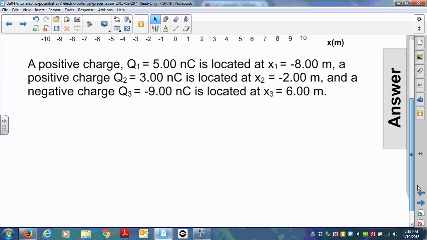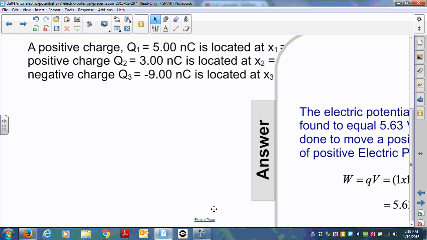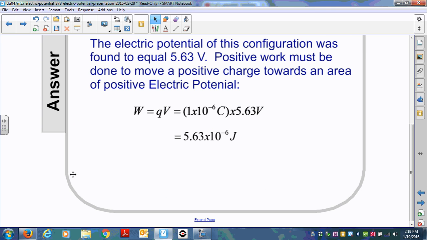Okay, so let's see if you have the correct answer. The electric potential of this configuration was found to be 5.63 volts. Positive work must be done to move a positive charge toward an area of positive electric potential. Work is equal to QV. The potential, again, we found by multiplying KQ over R for each one, and then substituting in the charge that we're bringing in, which is a 1 times 10 to the minus 6 Coulomb charge. It ends up giving us 5.63 times 10 to the minus 6 joules.